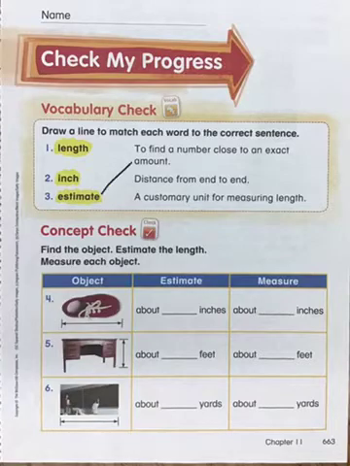That would be to estimate. Remember I said your best guess, the closest you think that amount will be. Okay. The second sentence, the distance from end to end. The distance of an object from one end to the other end would be its length. So draw a line from length to distance from end to end.